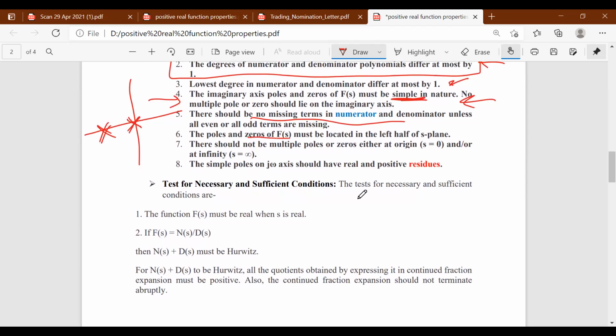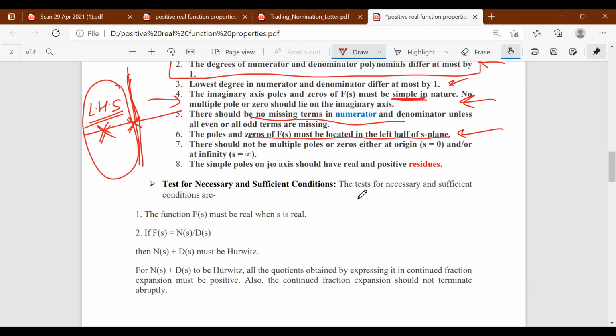All the poles and zeros must be located in the left half of the s plane. If this is my s plane, I am going to cover this in my next lecture also. Otherwise, you can see the lecture on zeros and poles. From there you will understand why we always go for the left hand side of the s plane. The main point is that the real part should be negative, so that it lies in the left half of the s plane, so that the system is stable.